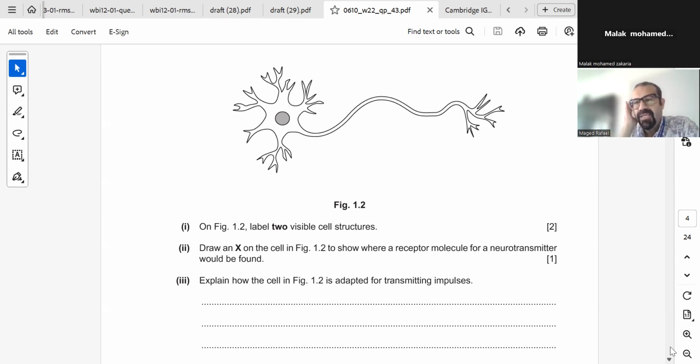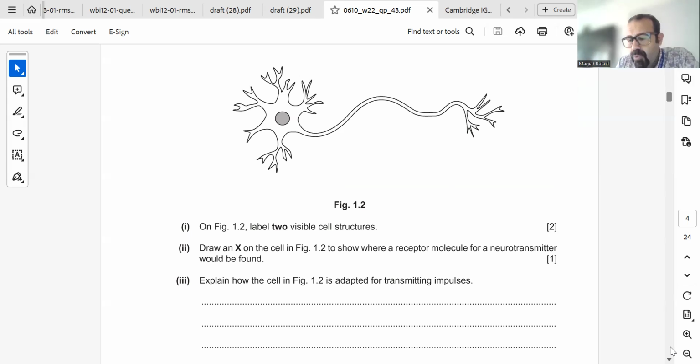But what if I don't remember anything about neurons? We can definitely mention anything that we talk about the cell itself. Okay. Draw an X on the cell that shows where a receptor molecule for neurotransmitters would be found. You should draw X at any tip of the motor neuron.